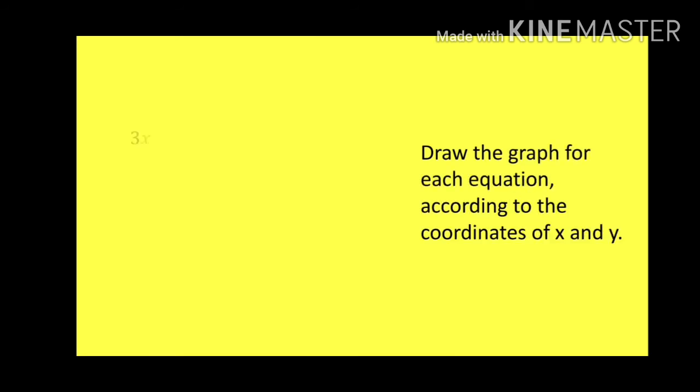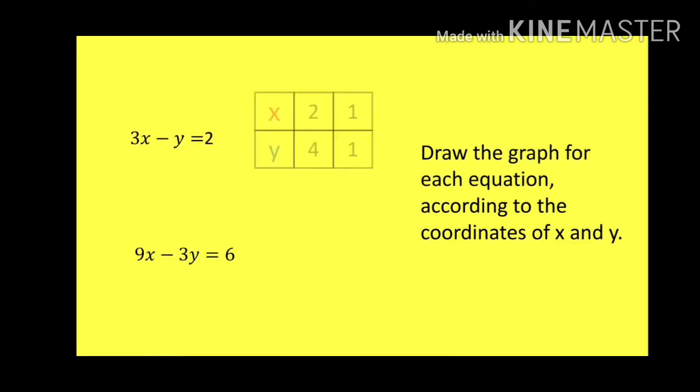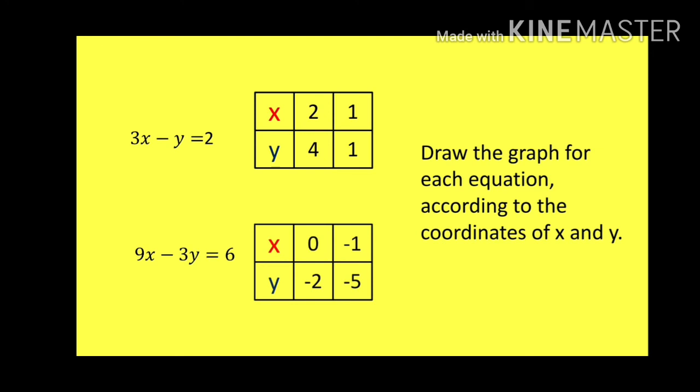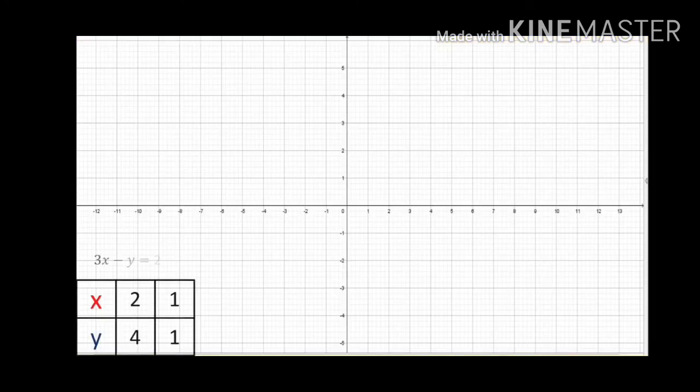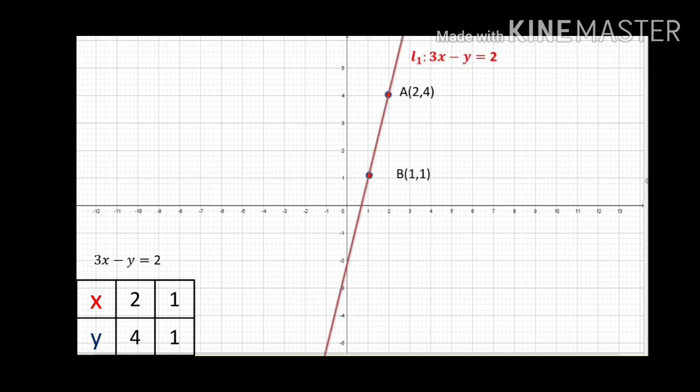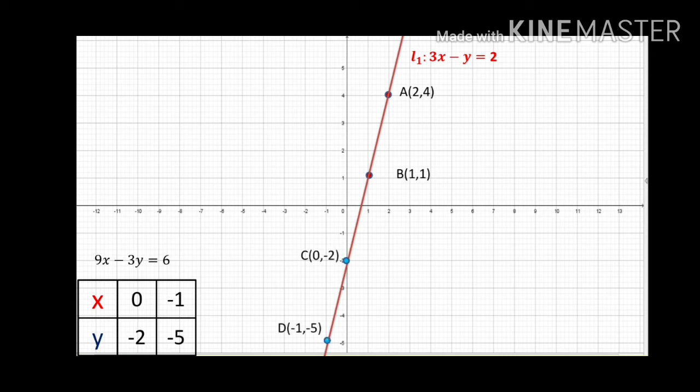Now we will be drawing the graph for each equation according to the tables that we have got. The first one, 3x - y = 2. The first point will be (2, 4), and the second point will be (1, 1). And we can draw a line. For the second equation, that is 9x - 3y = 6, the first coordinates are (0, -2), that's on the line, and the next one is (-1, -5), that is also on the line.